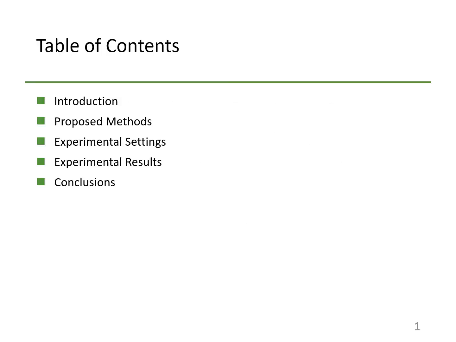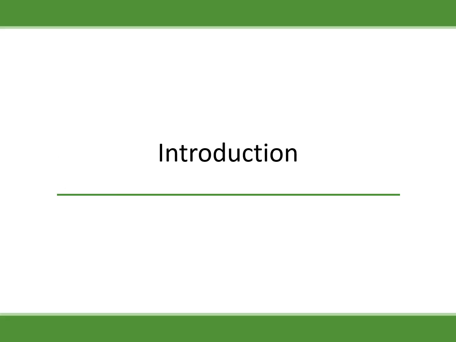First, we introduce the background and an overview of our approach. Then we are going to propose methods, experimental settings, and results. Finally, we conclude this presentation. First, we introduce our research motivation for prediction of chemical compound structures from chemical compound names.